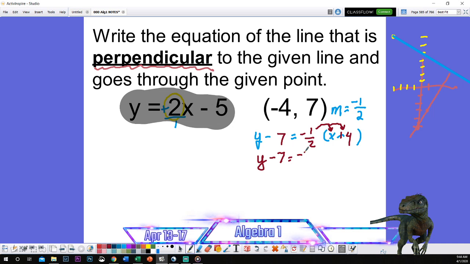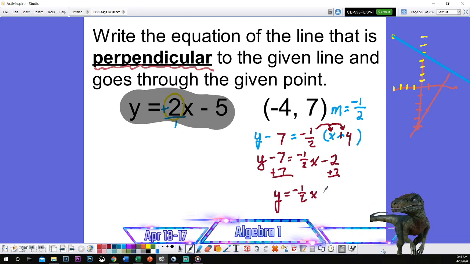Alright, so I've got -1/2 times x. Now if I gave you, I have $4 and I gave you half, how much would I give you? Well, I would give you 2. That's probably not going to happen, but there it is. Next I'm going to add 7 to both sides. And that gives me y equals -1/2 x plus 5.